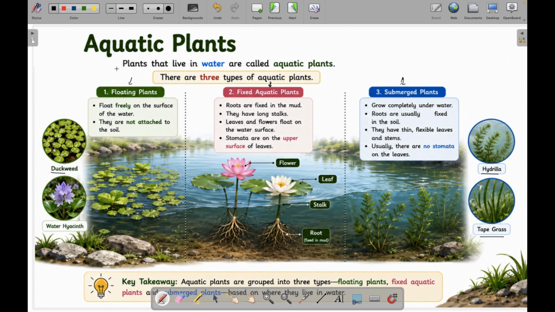So we have seen that aquatic plants are the plants that live in water. At the same time, there are three different types of aquatic plants: floating, fixed, and submerged. So they are characterized into three types based on where they live in water. Right? So this concludes our chapter on adaptation in plants.